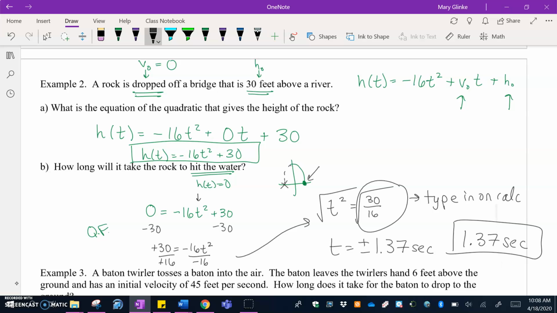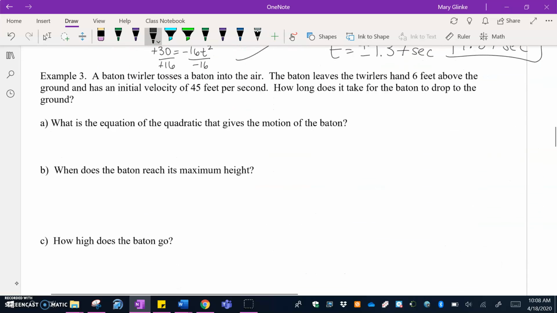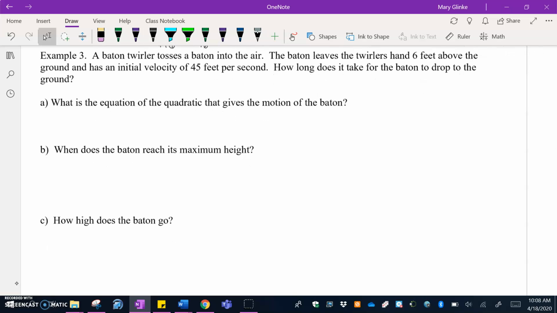Let's go ahead and try another one. We now have a baton twirler for example 3. She's going to toss that baton in the air, and it leaves her hand at 6 feet above the ground and has an initial velocity of 45 feet per second. We are looking at something visually that looks like this. That's what our graph would look like. Our equation, again, the generic one, is h of t equals negative 16t squared plus v naught t plus h naught. Our initial velocity is given to us as 45 feet per second.